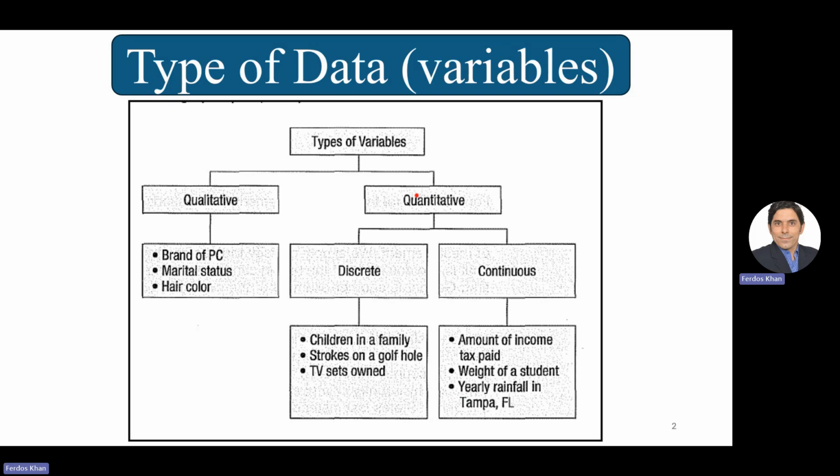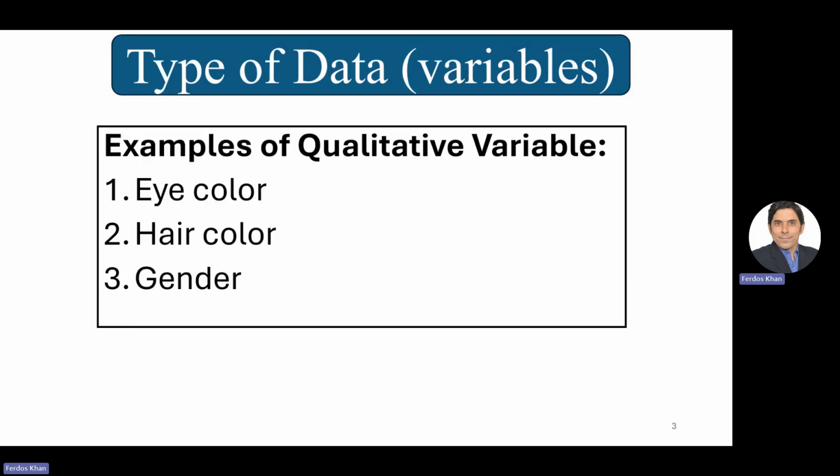A continuous variable is a variable which can take values at different points, even between 0 and 1 there is an infinite number of values. So a continuous variable goes through all these points. It's not like a discrete variable. The examples can be the amount of income tax paid, the weight of a student, and yearly rainfall in Tampere, Finland. These are some examples, but I have other examples that are more explainable and closer to real life, so you can see those as well.